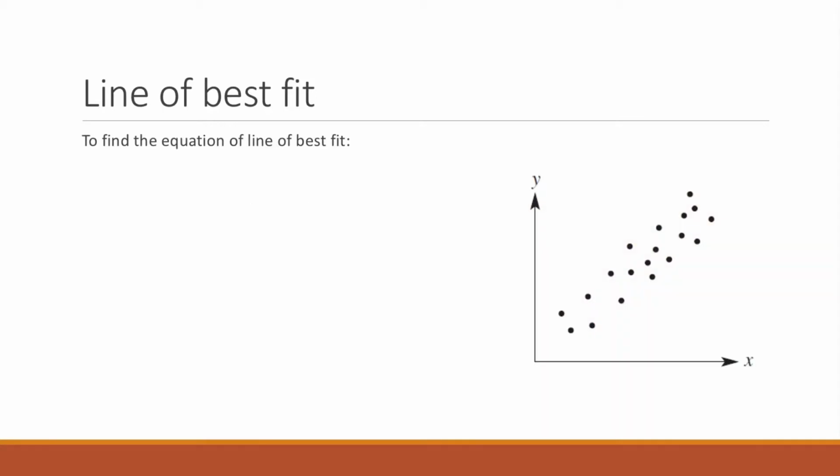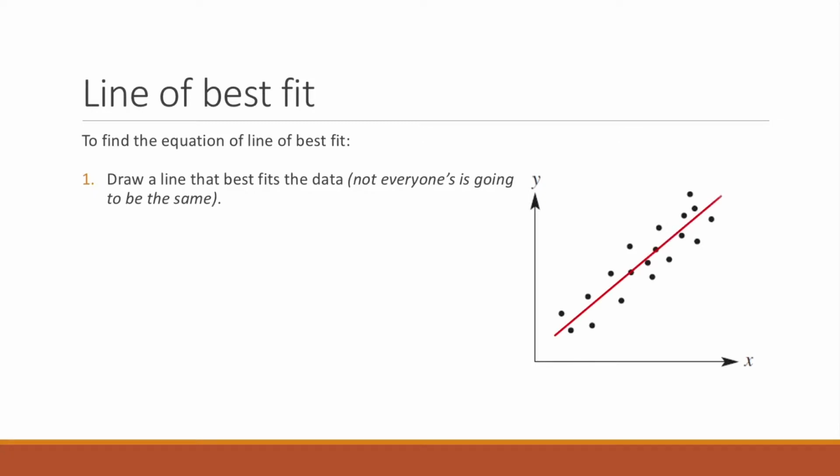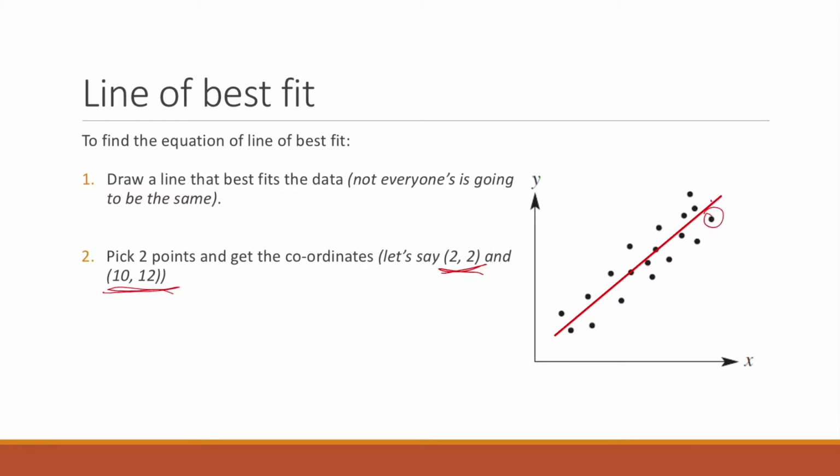To find the equation, the first thing you've got to do is draw a line. Not everyone's is going to be the same. What you need to do is try to draw it in the middle of the scatter plot. Then we're going to have to pick 2 points. So I'm going to just pick (2, 2) and (10, 12). What's important is that you pick points on the line, not individual data points, but anywhere on the line.